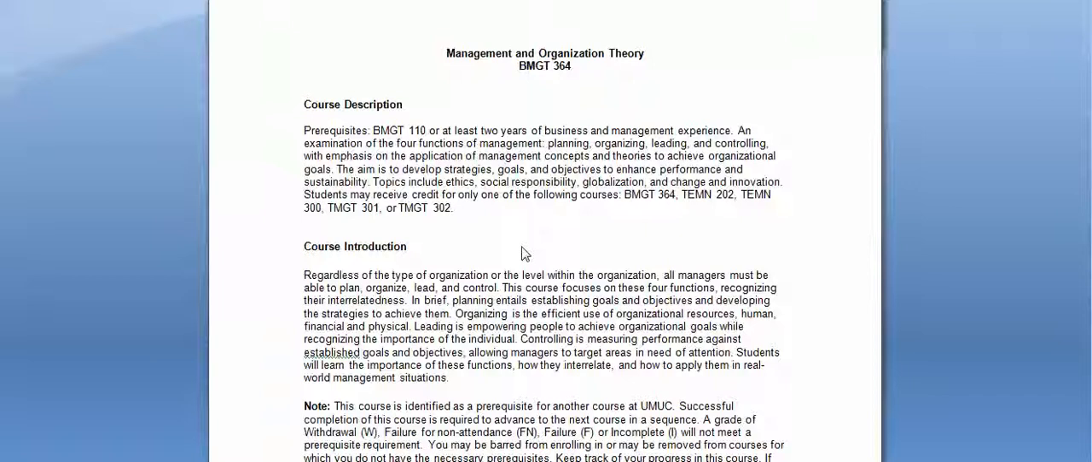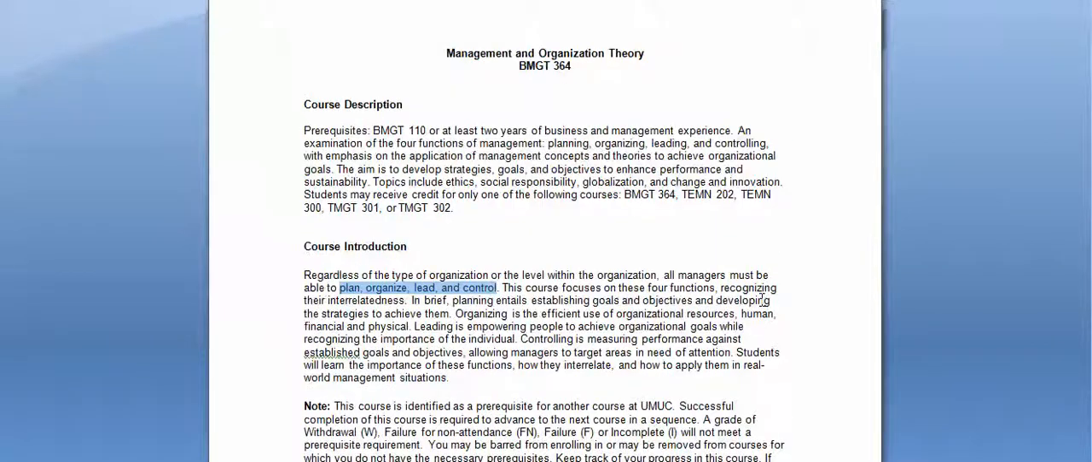Let me summarize this by saying that Management and Organization Theory, Business Management 364, is really designed to deal with the 4 functions of management. I've highlighted it here. These 4 functions are the ability to plan, organize, lead or influence, and control. This course goes through all 4 of those in depth, and we'll pull out several concepts, theories, and various learnings that you'll be able to practically apply in your day-to-day life, as well as in the assignments and the discussions.